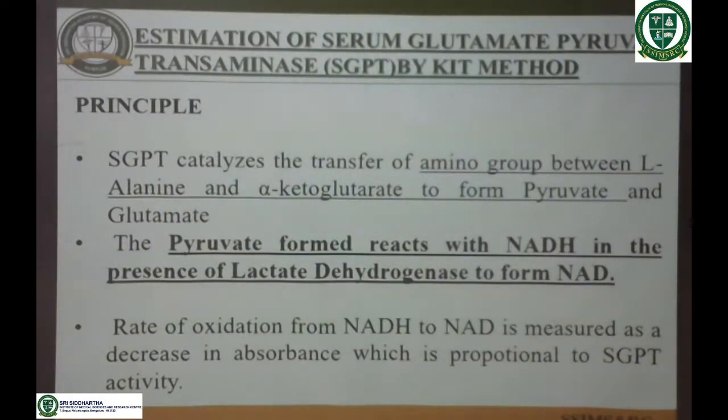Here the pyruvate that is formed reacts with the NADH molecule in the presence of an enzyme called lactate dehydrogenase, and NADH is converted to its oxidized form, NAD. So the rate of oxidation of NADH to NAD measures the SGPT activity in the serum sample. That will be directly proportional to the concentration of SGPT in the given serum sample.